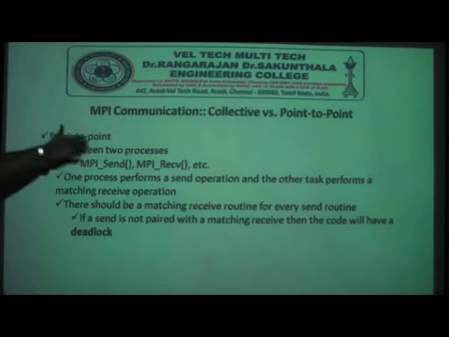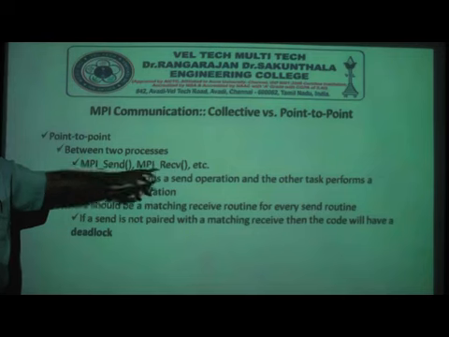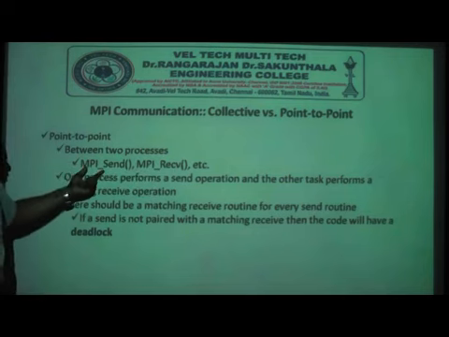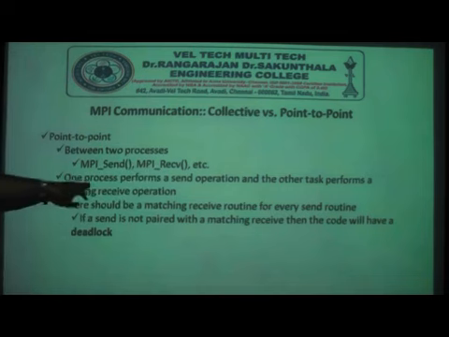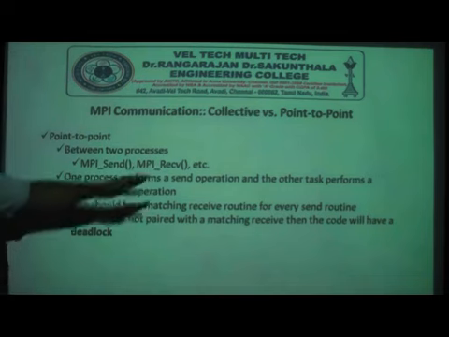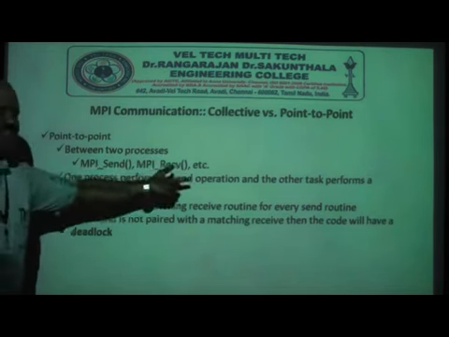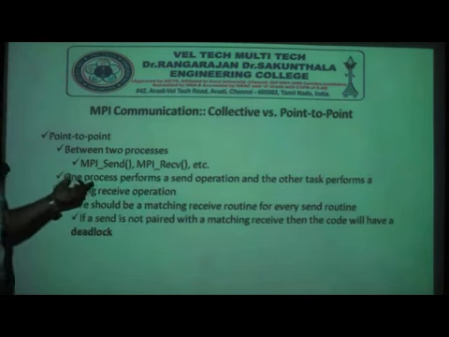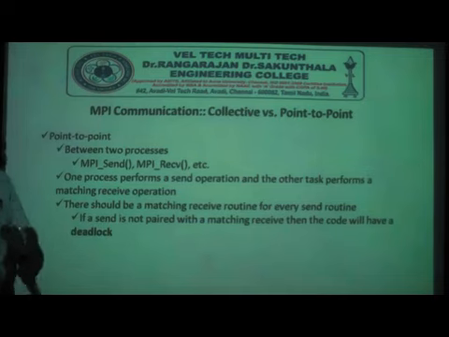First of all, we discuss what point-to-point communication is. Already I said point-to-point communication is between two processors, communicating using two commands, MPI_Send and MPI_Recv. At the source end, we use the MPI_Send command. At the receiver end, we use the MPI_Recv command. One process performs a send operation and another process performs a matching receive operation. So one process for send, another process for receive. At the sender end, we specify the send source and the sending data. At the receiver end, we specify the receive source and the received data.